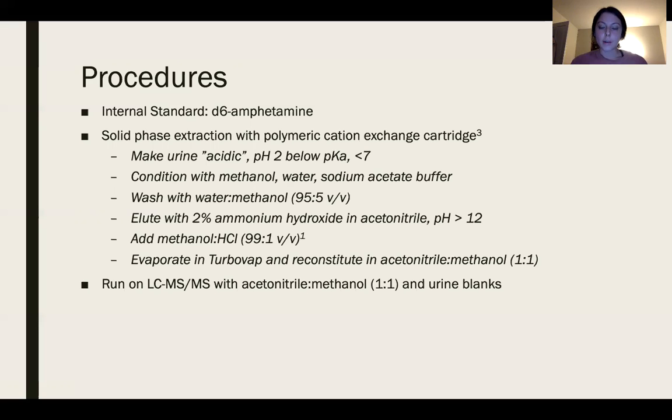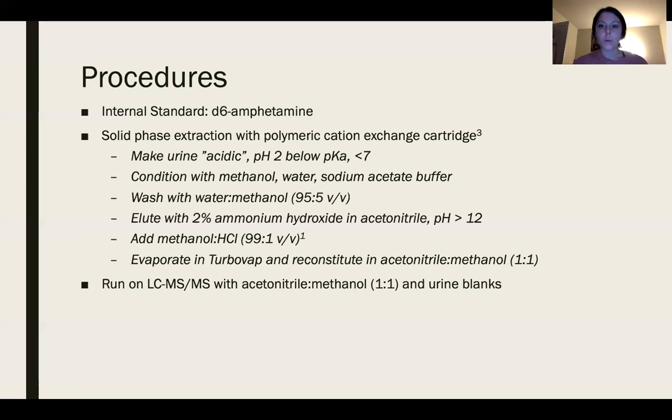So then I will extract all the calibrators and controls in the unknown through the cartridges, wash that out with water and methanol because those are neutral, and then when I want to elute them out of the cartridges, I will use 2% ammonium hydroxide and acetonitrile. This is really basic, so it's going to make the amphetamine go back to its neutral form, no longer positively charged, no longer wanting to attract to the cartridge, and it will elute out.